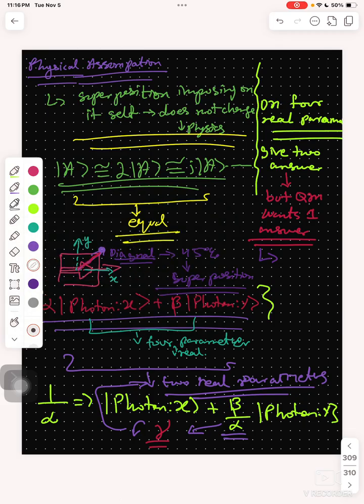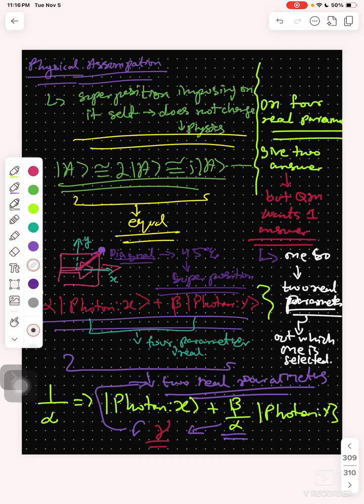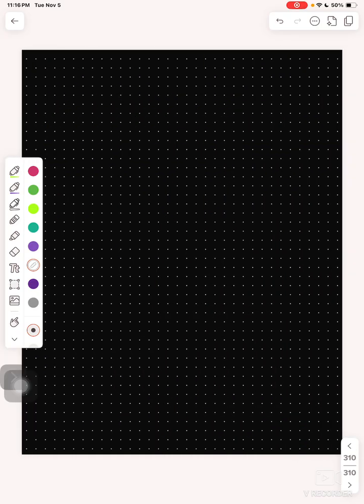Which is one, so two real parameters, out of which one is selected. Okay, so what do we say? We look at one of the properties of particles in quantum mechanics, which is spin.